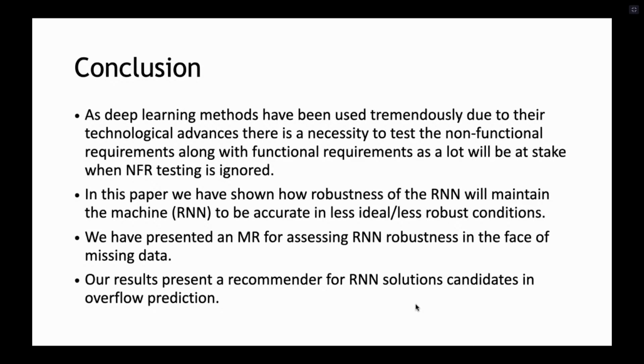We have presented metamorphic relations for assessing the non-functional requirements of RNNs, and the non-functional requirement taken over here is the robustness. These results will present a recommender system for RNN solution candidates in overflow prediction, and we also infer that this kind of metamorphic relation can be generalized to any kind of time series predicting machine learning models. Thank you, and I'm open for questions.